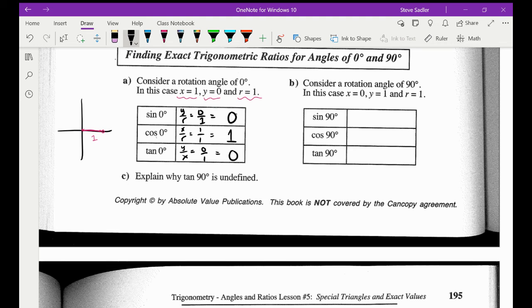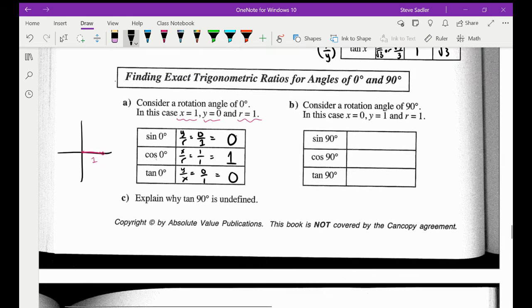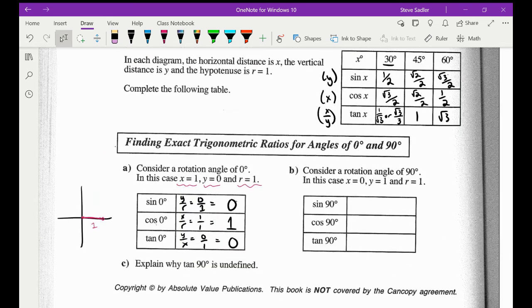So these are also part of our special triangles, right? We want to find 0, 30, 45, 60, and 90. So here we're doing 0 and 90. Up here we did 30, 45, and 60.